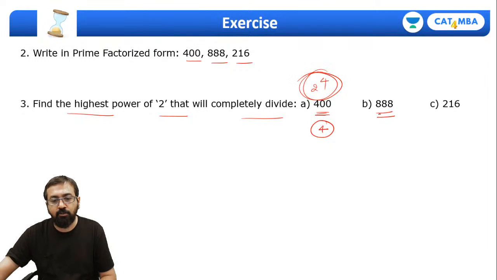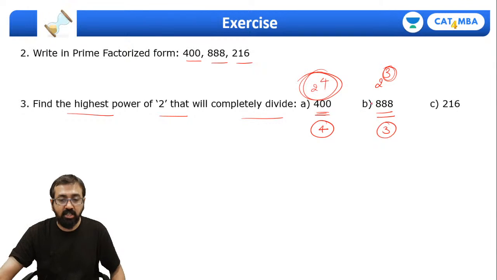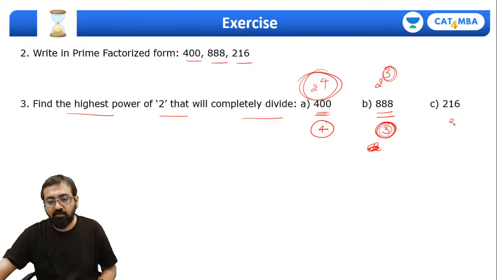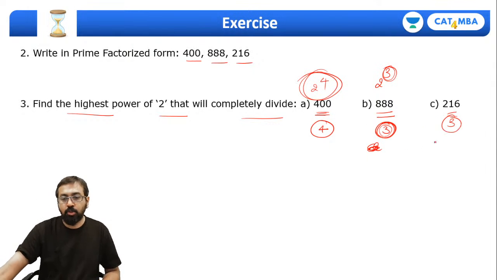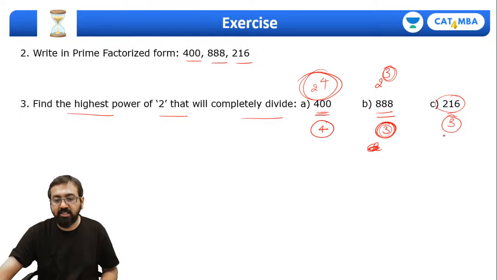Same way, the highest power of 2 that will completely divide this one is 3, because it has 2 raised to 3 in it. You need to write it this way. You don't write 2 cube, because the question asks for the power of 2. So you will write only 3 here. Same way, it's 3 over here, because we know the power of 2 in this number is 3. The power of 2 in this number is 3. The power of 2 in this number is 4.